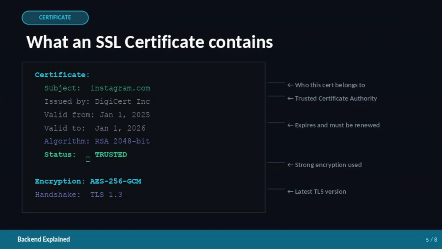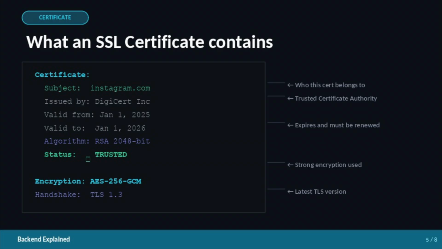Step 2: Server hello. The server responds, "Great, I choose this encryption method. And here is my SSL certificate so you can verify I am who I say I am." Step 3: Certificate verification. Your browser checks the certificate. Is it signed by a trusted authority? Is it expired? Does it actually belong to this domain? If all checks pass, the browser trusts the server.